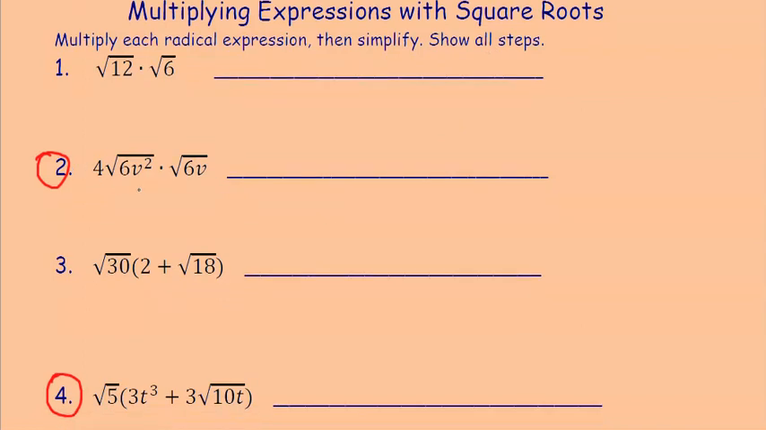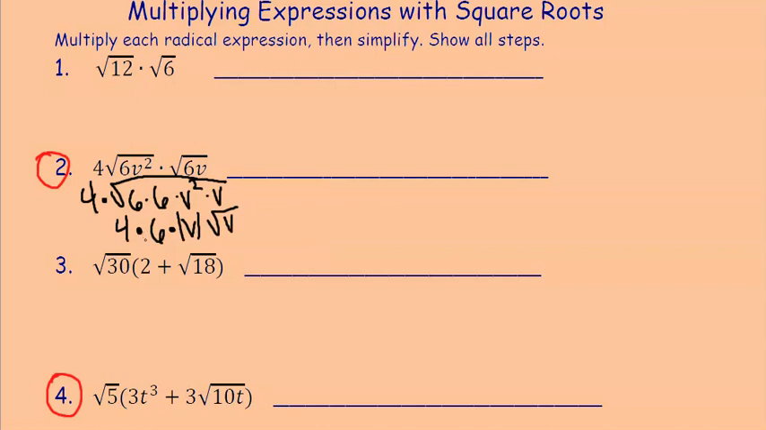We have 4 times the square root of 6v squared times the square root of 6v. So for this one, we're going to have 4 times the square root of 6 times v squared times v. We're just multiplying everything on the inside together. Well, 6 times 6 is 36. The square root of 36 is just 6. So we have 4 times 6. The square root of v squared is just v. And then we're left with the square root of v at the end.